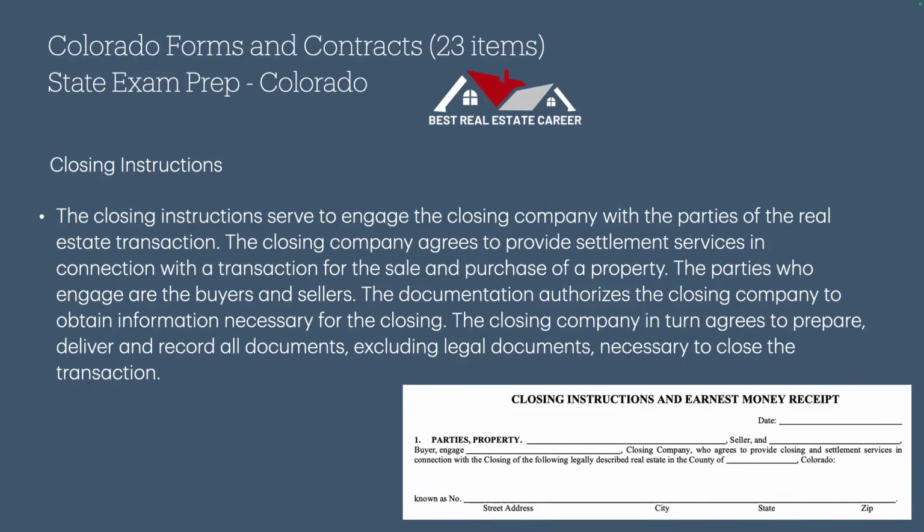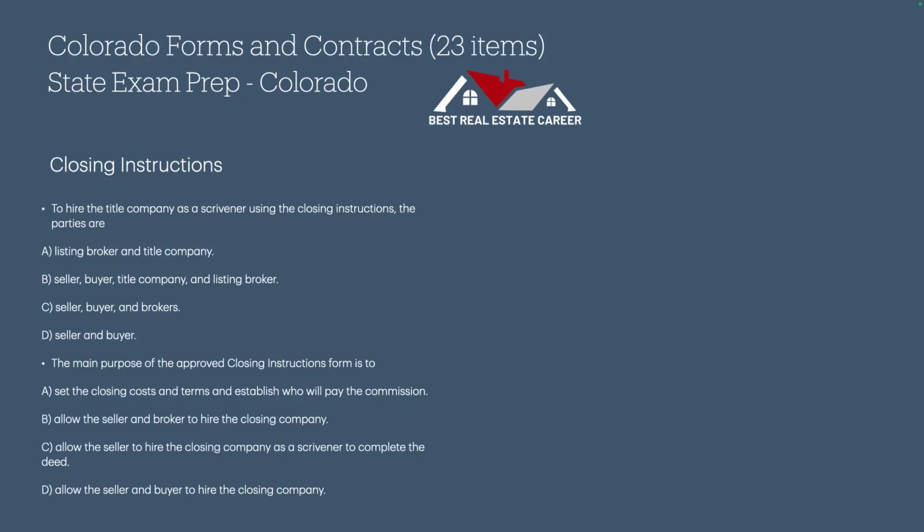And the closing instructions are the playground rules between the buyer, the seller, and the closing company. All right. Buyer, seller, closing company. Those are the parties to this. So when you're talking about this, this is what you're thinking about. Now, when we're looking at this, we have a test question. And let's look at this test question. To hire the title company as a scrivener using the closing instructions, the parties are. All right. So this is where it gets interesting. I just told you that the parties are the buyer, the seller, the closing company.